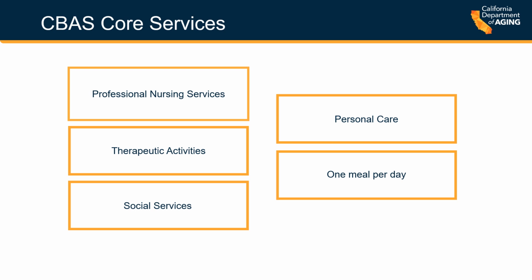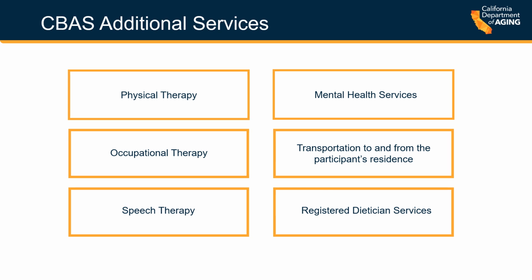For more information on ERS, visit the CBAS homepage, click on the Training and Webinars section, watch ERS training presentations, or click on the Emergency Remote Services section for additional details related to ERS. In addition to the core services mentioned, CBAS providers are required to provide the following additional services: physical therapy, occupational therapy, speech therapy, mental health services, transportation to and from the participant's residence, and nutritional counseling.